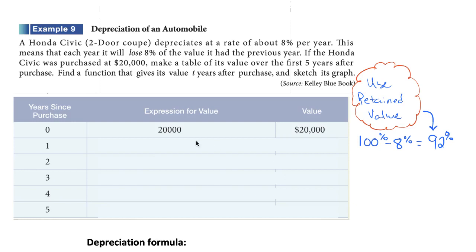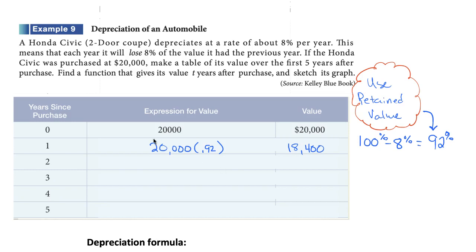Okay, so at 0, the expression is 20,000 and the value is 20,000. At 1, we're going to take 20,000 and we're going to multiply it times 0.92. I'm going to leave out that initial 0 just for the sake of space. So 0.92. And it's going to be worth $18,400. Okay, so that's how you do a loss. You use the retained value of 92%.